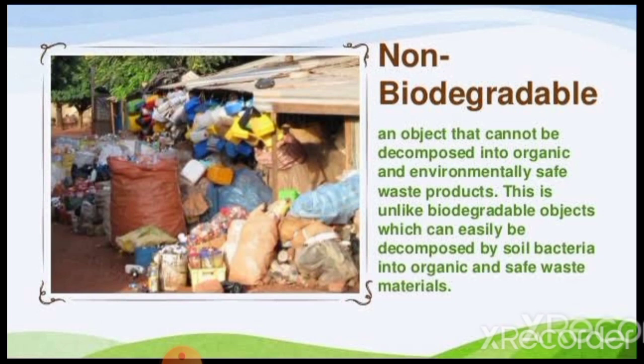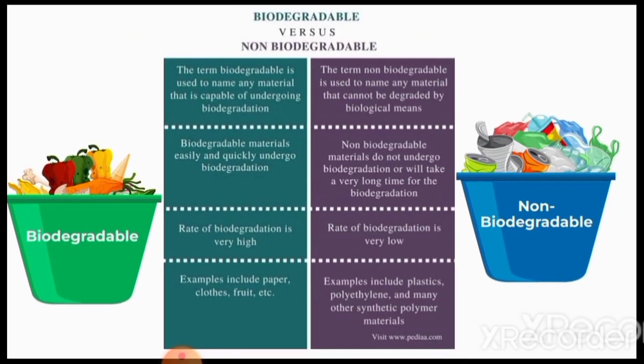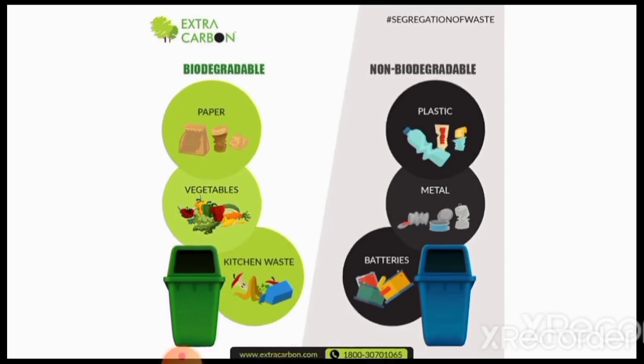Remember that we said the biodegradable can easily be broken down while the non-biodegradable cannot be easily broken down or will take a long time to be broken down. So what are the examples of biodegradable and non-biodegradable materials? Examples of biodegradable matter are vegetables and waste from the kitchen, while the non-biodegradable are plastic, metal, and batteries.